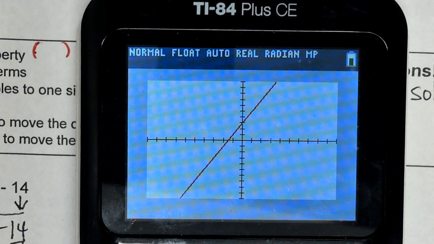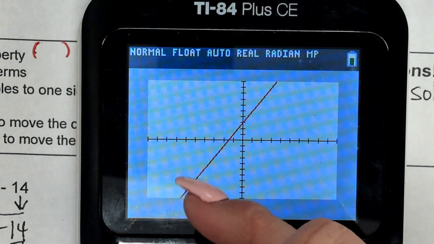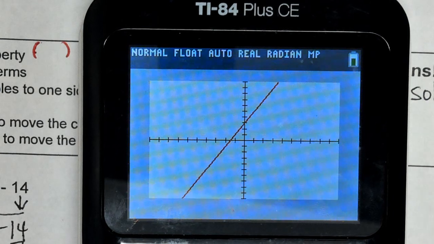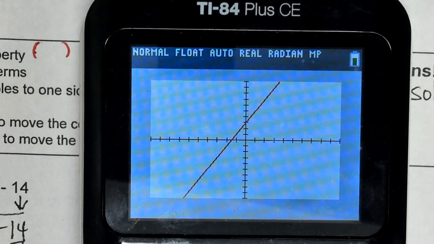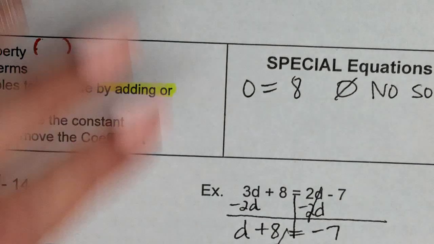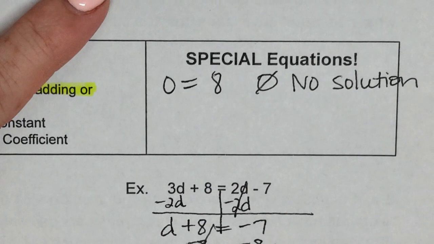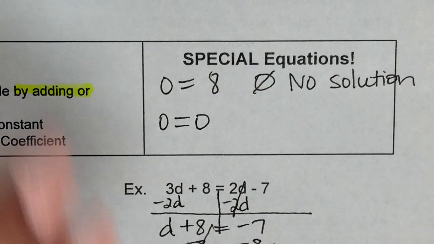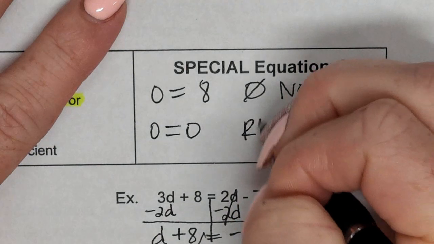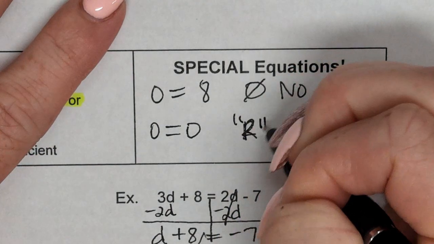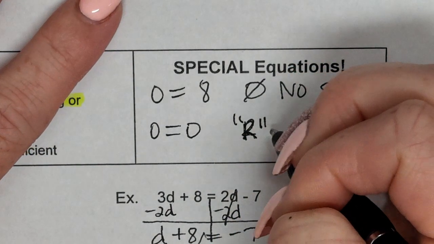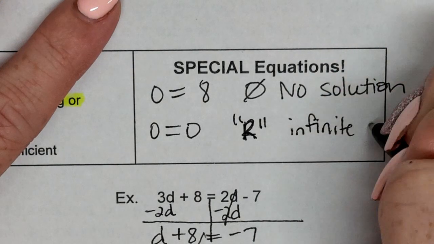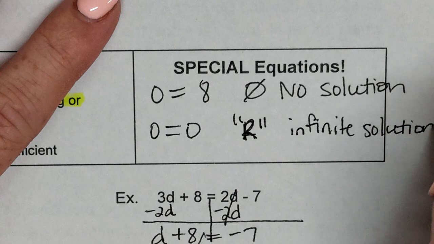That means they intersect everywhere. They intersect here, here, here, here. You see what I'm saying? That means any number in the world is an answer. All of them are going to work. So if you end up solving a problem and you get 0 equals 0, the answer is all real numbers. So you can put an R in little quotations, or you can write infinite solutions.